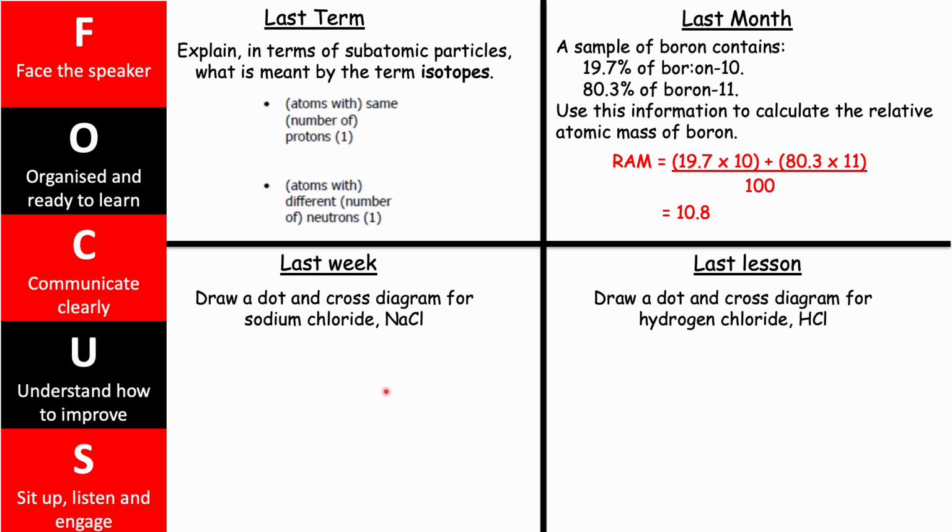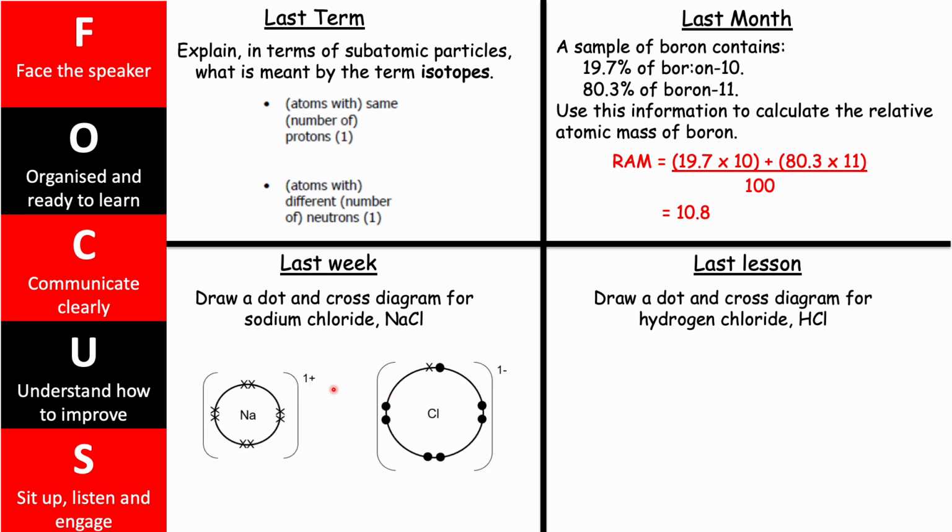Chlorine is in group 7, so it needs an electron to get a full outer shell. So it's going to take the electron from the sodium atom. So we've got chlorine taking this electron here, this cross from sodium, and now they've both got a full outer shell. We're then asked to draw a dot and cross diagram for hydrogen chloride.